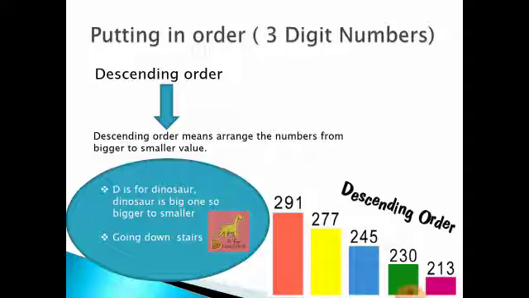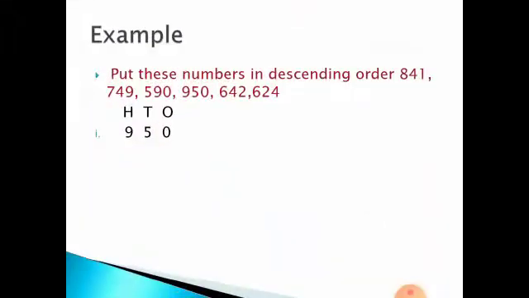Here is an example on the right hand side of descending order. The first number which is written, it is 291. You can see that rest of all the numbers are smaller than 291 and the last number is 213. Obviously it means that 213 is the smallest number among these. So this is an example of descending order.